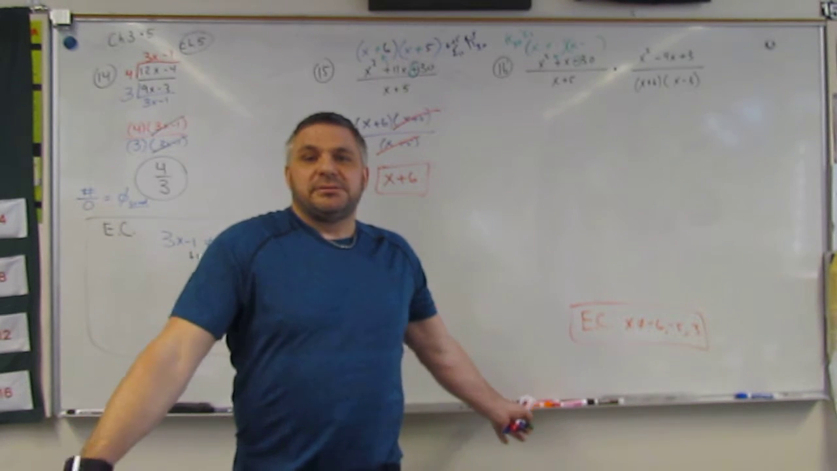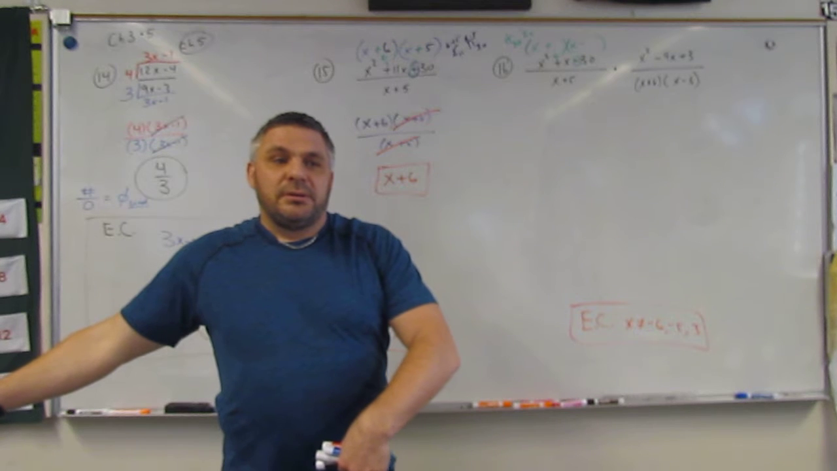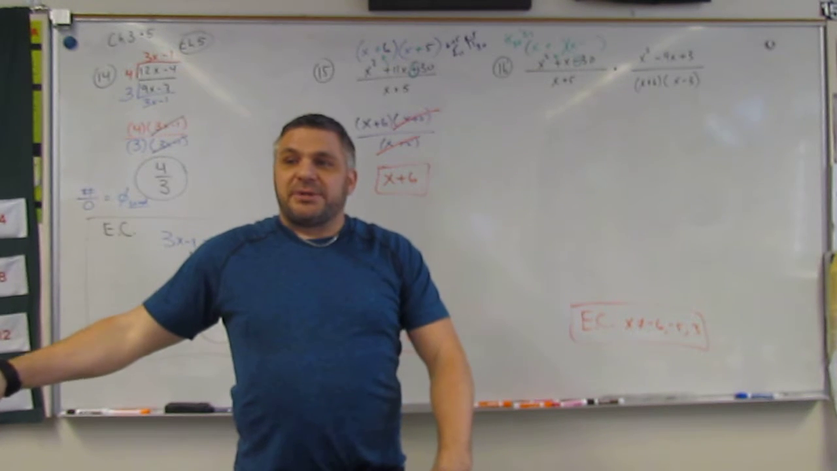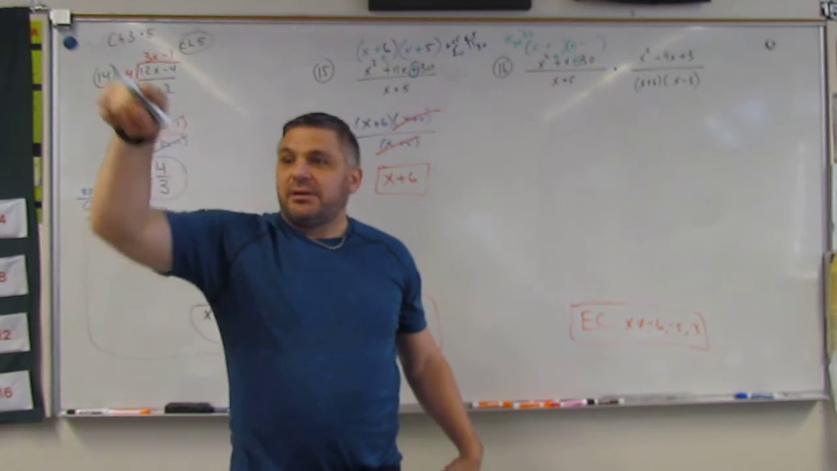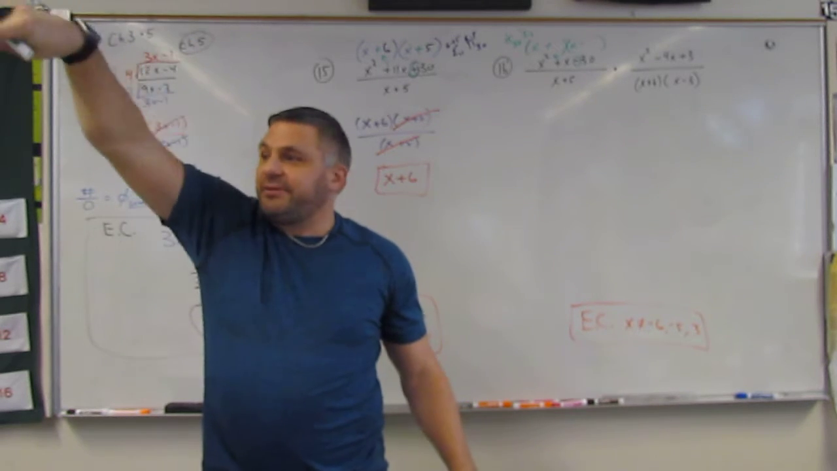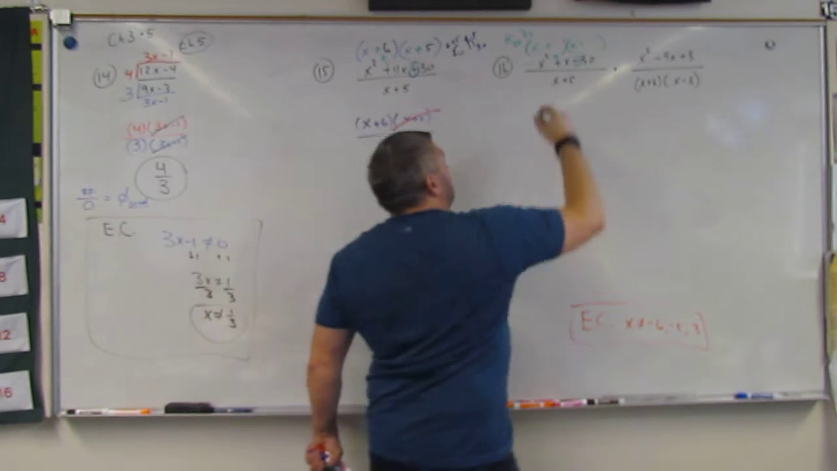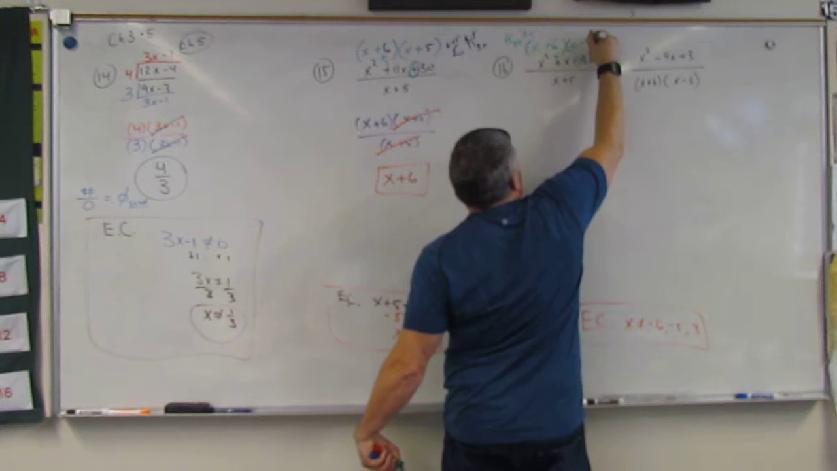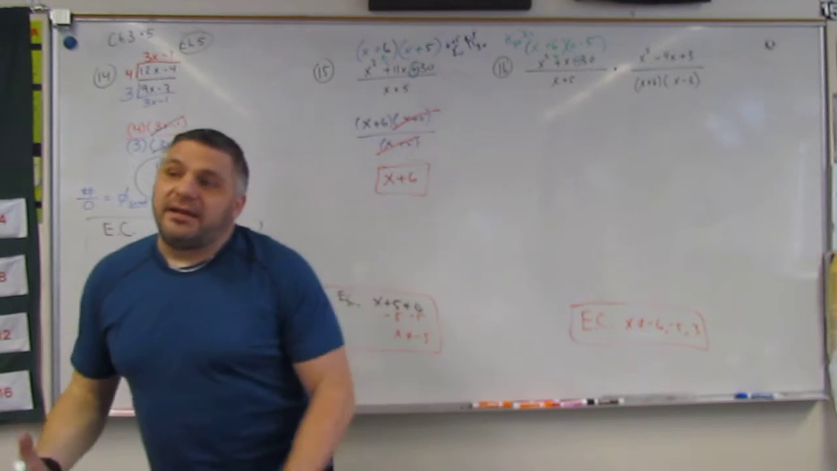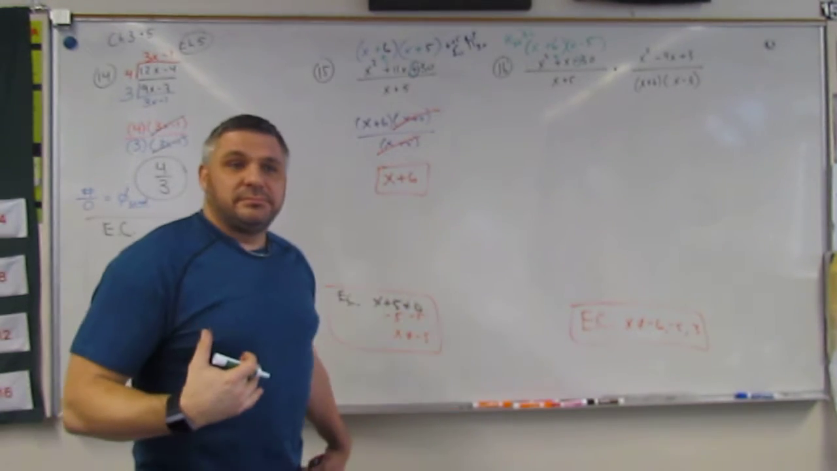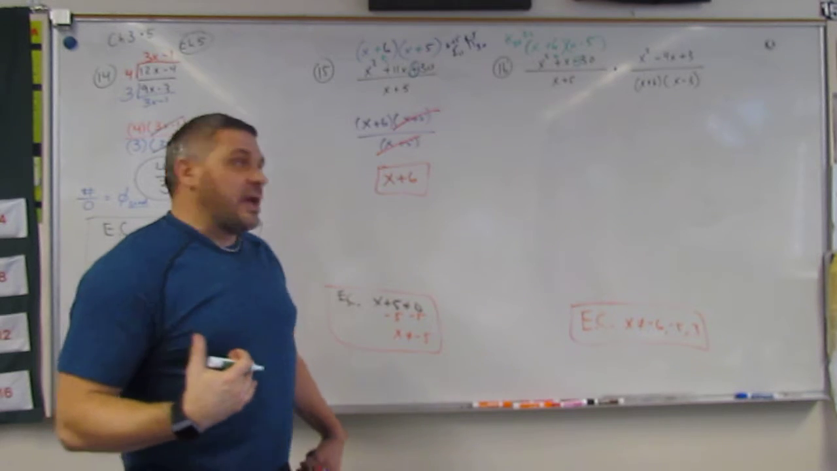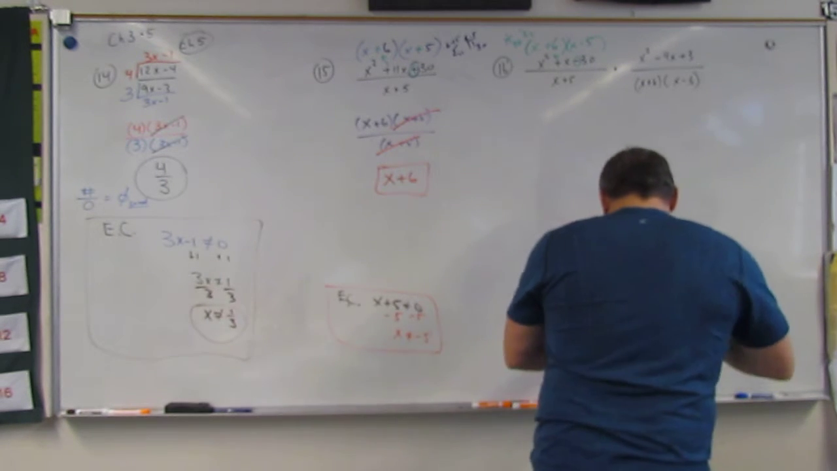Multiplies to be 30, subtracts to be 1. 30 and 1 subtracts to be 29. 6 and 5. Same as before, except this time we're not adding them, we're subtracting them. Okay, what about this one?